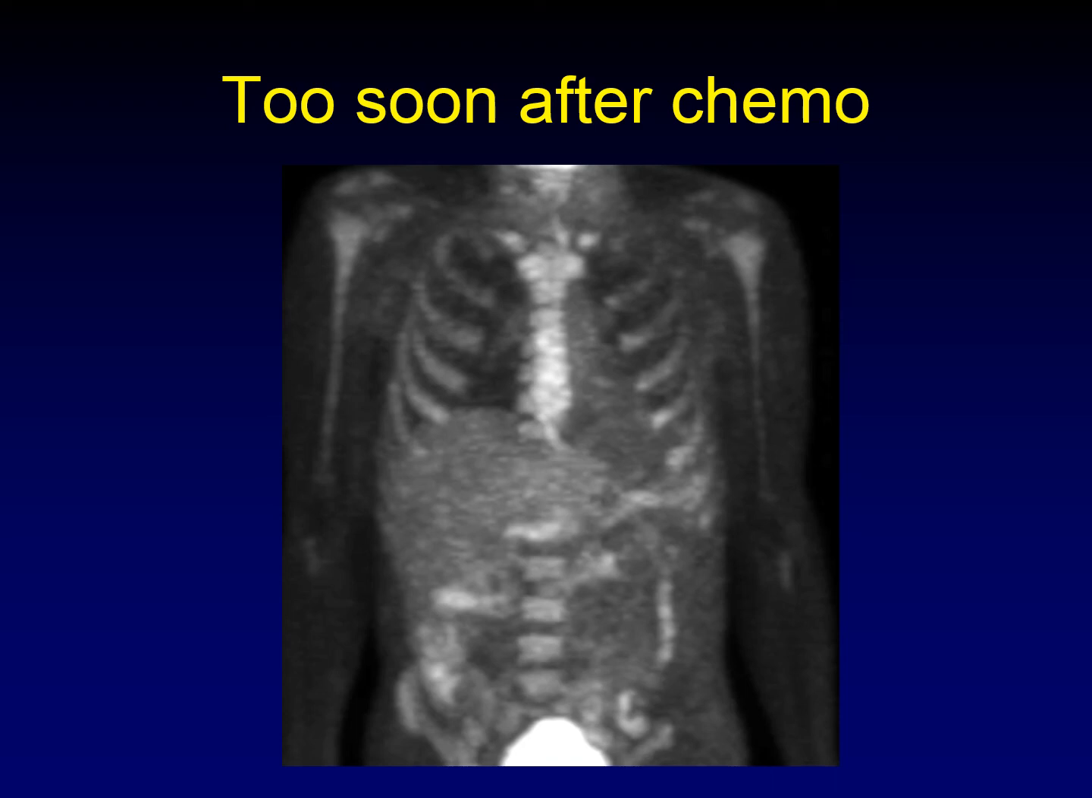Even too soon after chemotherapy, we can see rebound of the bone marrow that may look like bone metastases. This is actually a PET-CT. It looks more like a bone scan. But there are no Mets here. This is just rebound after chemotherapy.